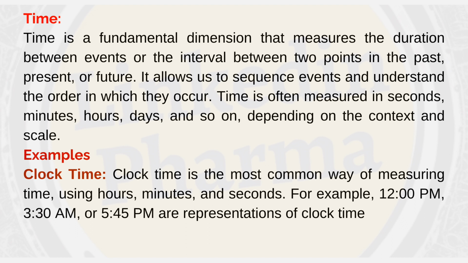Examples of time. Clock time. Clock time is the most common way of measuring time, using hours, minutes, and seconds. For example, 12 p.m., 3:30 a.m., or 5:45 p.m. are representations of clock time.